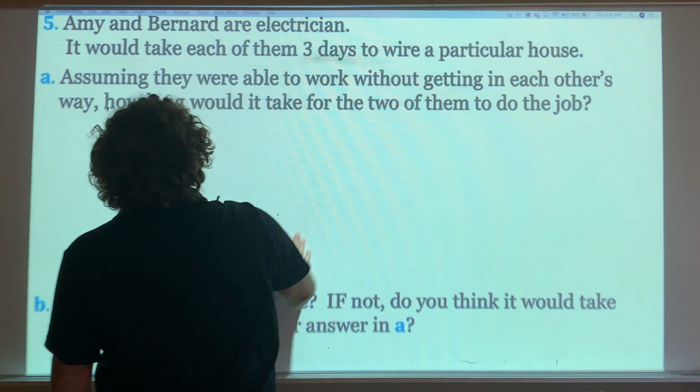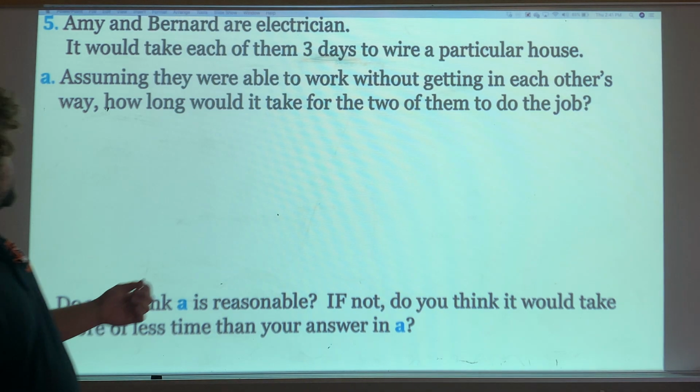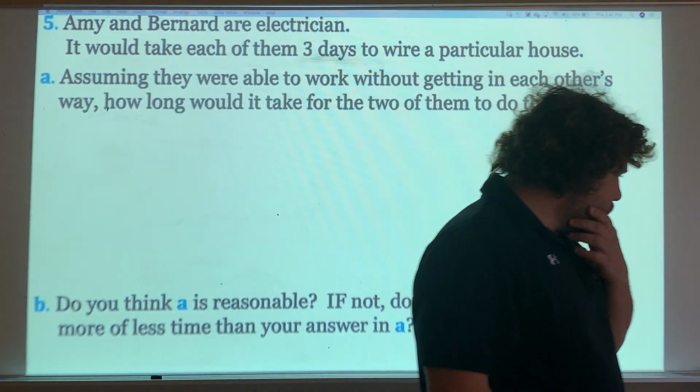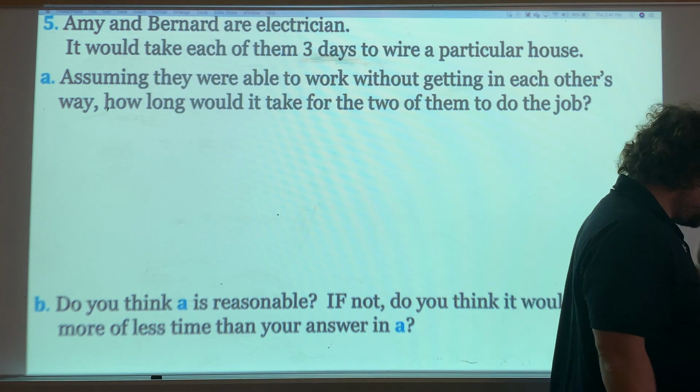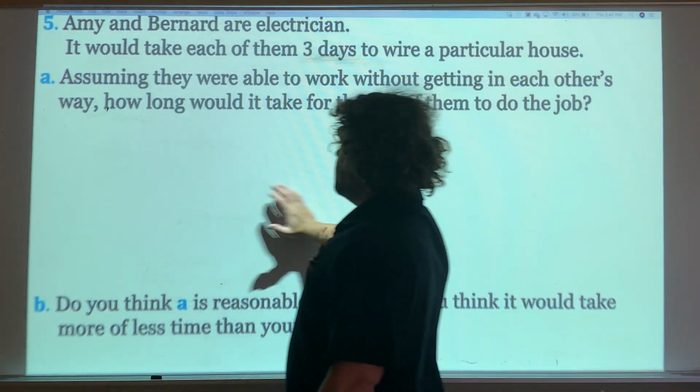Amy and Bernard, both electricians. It would take each of them 3 days to wire a particular house, assuming they're able to work without getting in each other's way. So now they're not going to get in each other's way. How long do you think it would take the two of them to do a job? All right. This is a little tricky.